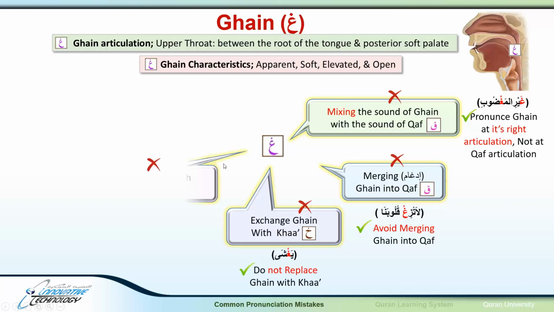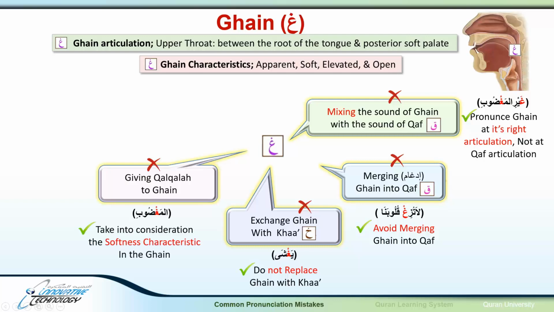The fourth mistake of the ghain is giving qalqala to the ghain. غير المغضوب. مغضوب. This is wrong. The right way of pronouncing it is like this. غير المغضوب. غير المغضوب. No qalqala. So take in consideration the softness characteristic of the ghain, which doesn't allow it to be having qalqala.